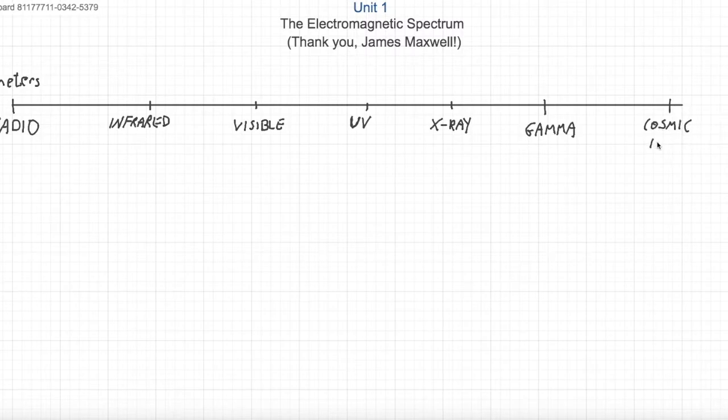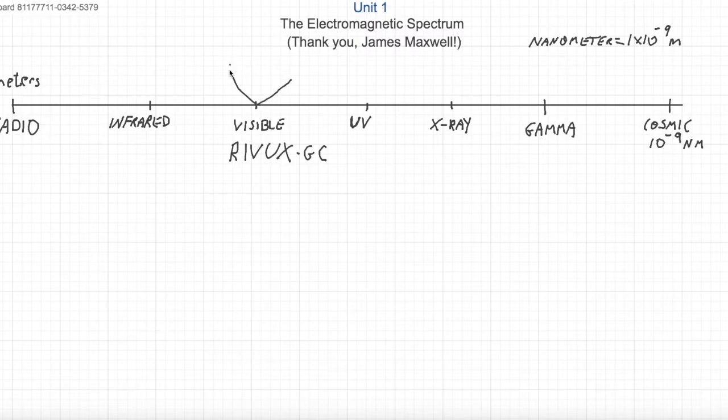Cosmic rays are so small they're measured in nanometers, 10 to the minus 9 nanometers. And 1 nanometer is defined as 10 to the minus 9 meters. So you can imagine how small cosmic rays are. So the mnemonic that I use is Rivux GC for these different types of radiations. You can think of it as the latest electric vehicle running on green current.